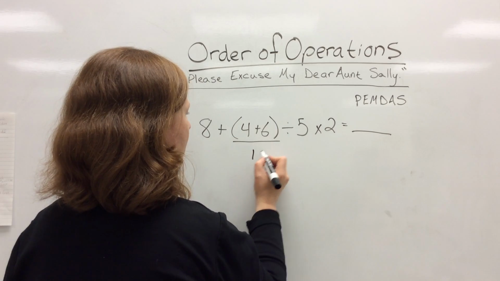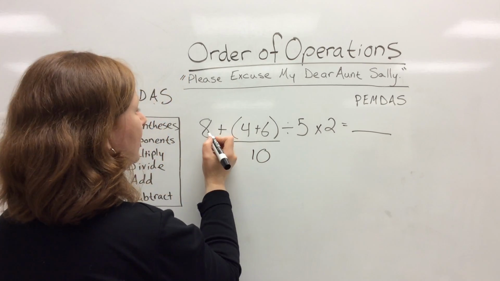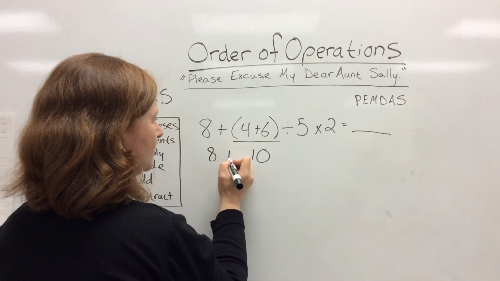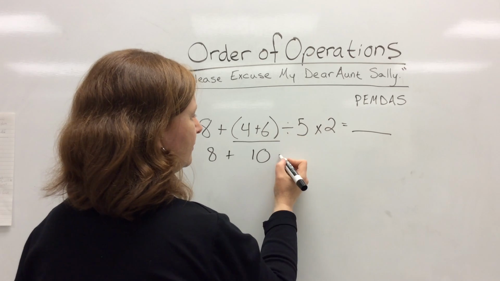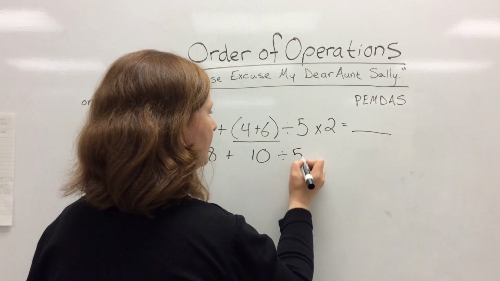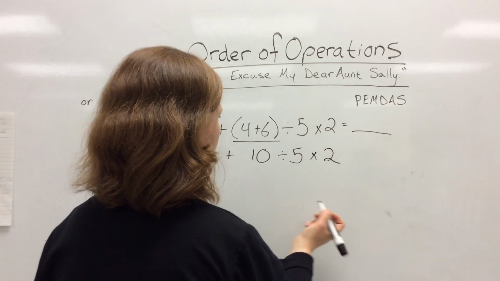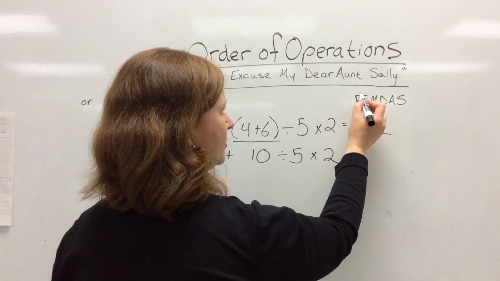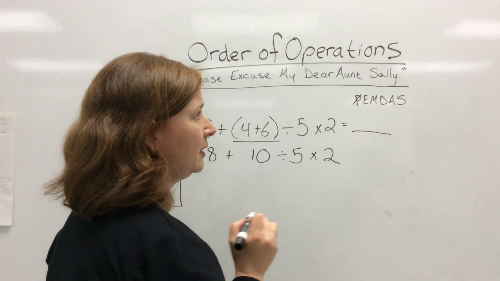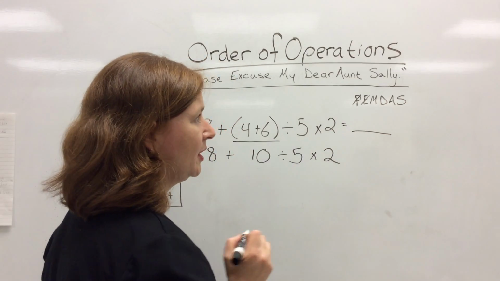4 plus 6 is 10. Everything else needs to come down. 8 comes down, plus comes down, 4 plus 6 I already used, divided by comes down, 5 comes down, times, and 2. Alright, I've used all of my operations in parentheses, so I'm done with that step. E is for exponents, I have none today, so I'm done with that step.